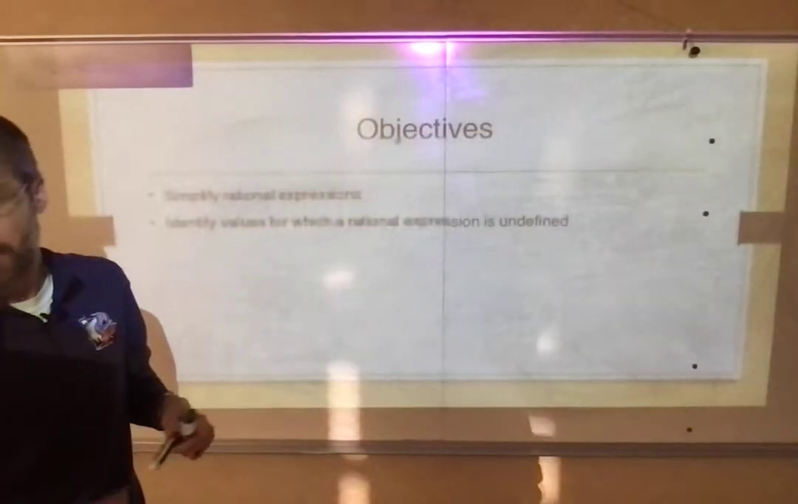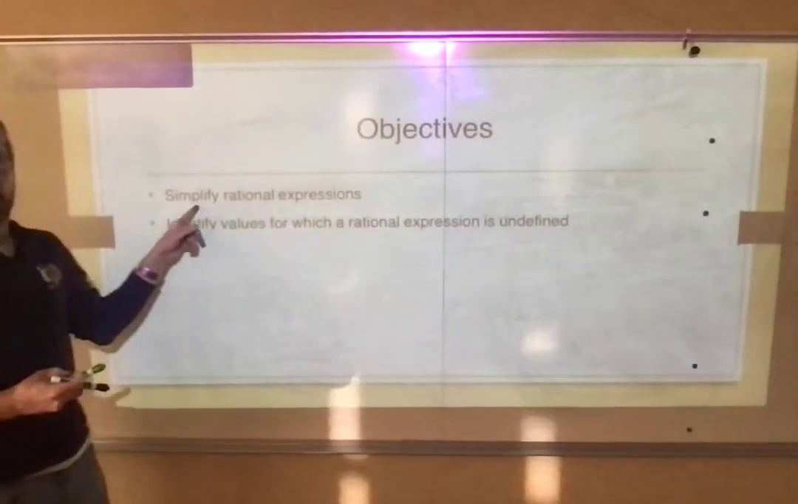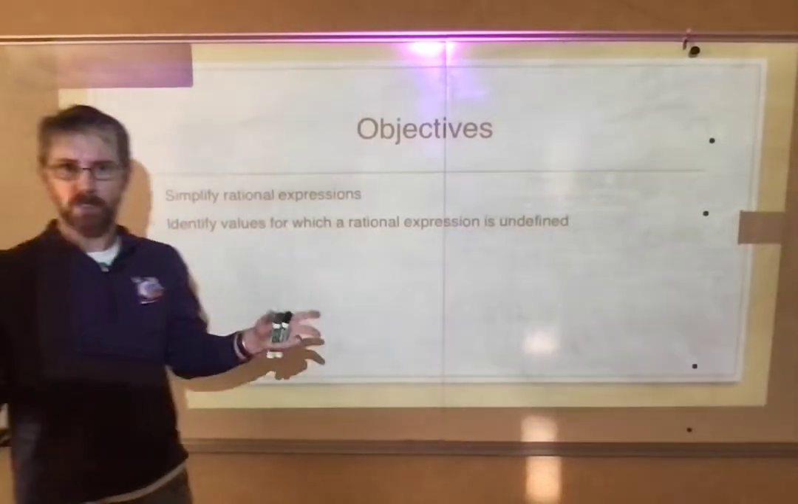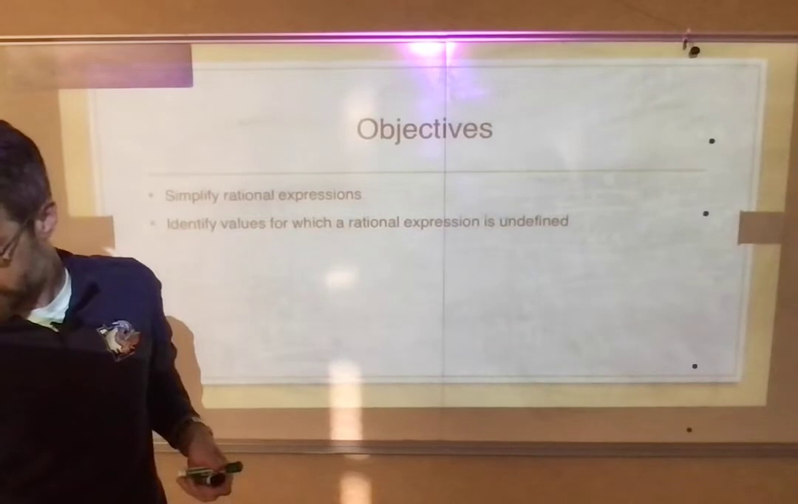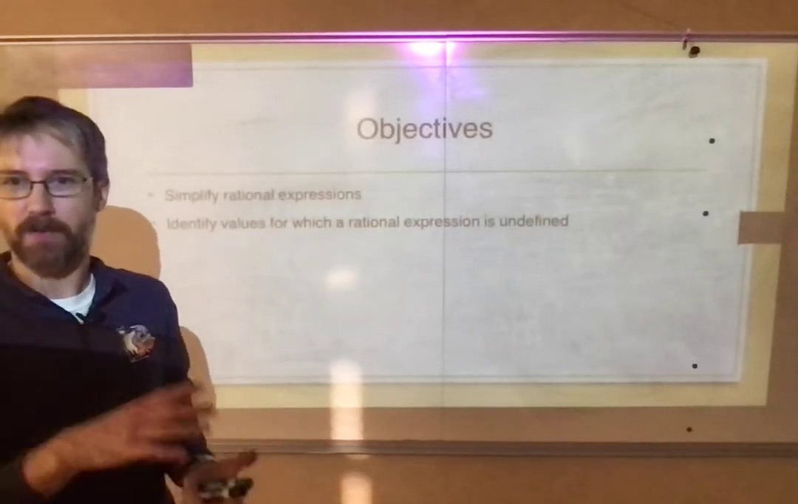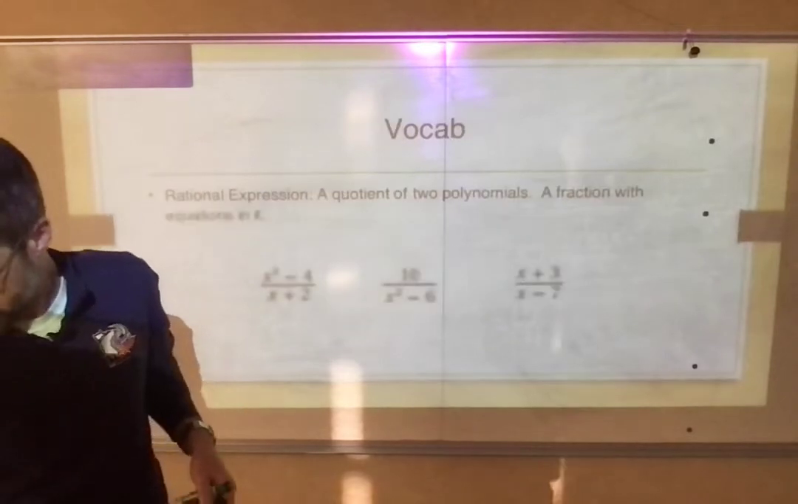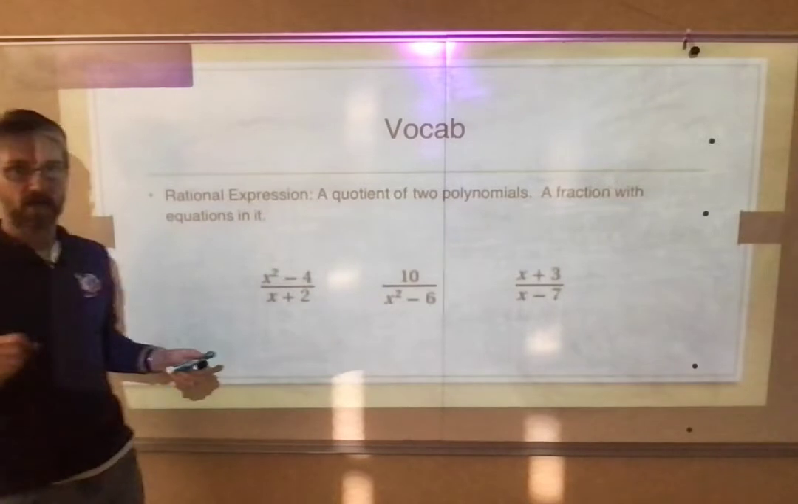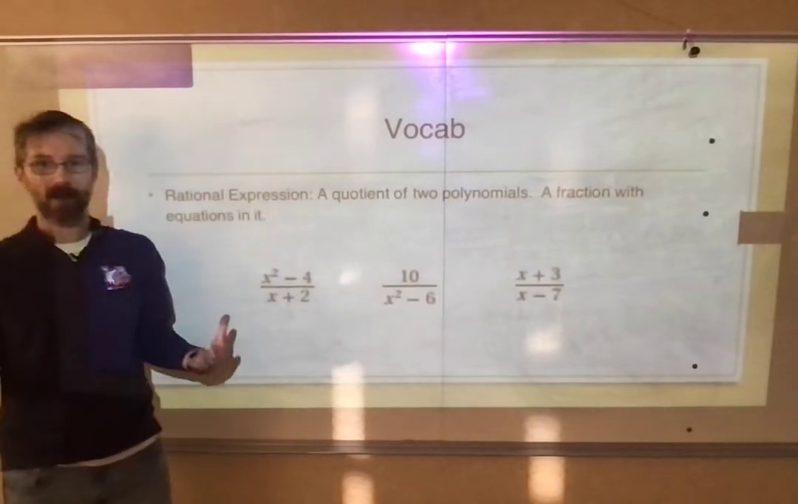In this video, we're going to be focused on simplifying rational expressions, and that's about it. We're going to start with the basics. We're going to learn about what a rational expression is and then how to start simplifying them. All right, so what is a rational expression? It's a quotient of two polynomials. Basically a fraction with equations in it.